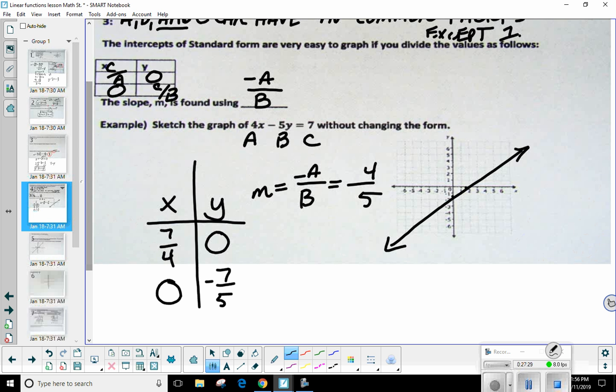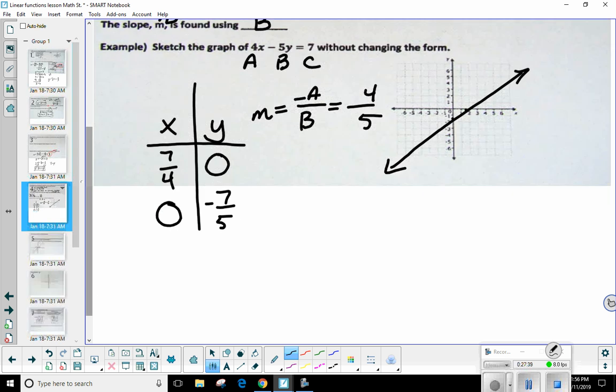Okay. And let's actually put it to the test. Just like I changed AX plus BY equals C a few moments ago, let's do the same thing here. Let's see if our answers are matching up. So 4x minus 5y is equal to 7. I want to rewrite this so that it's y equals. What's the first step? Minus 4x. Okay.